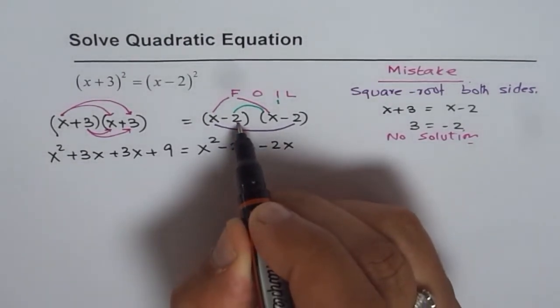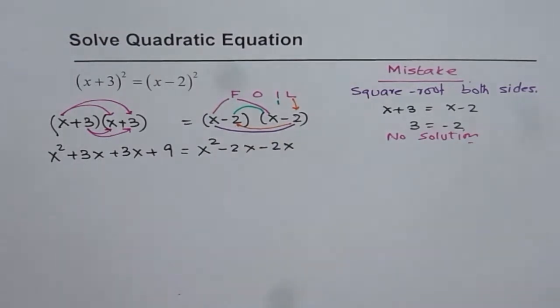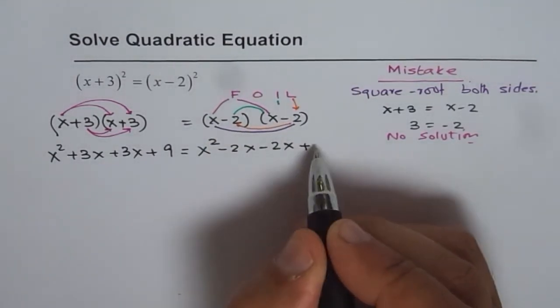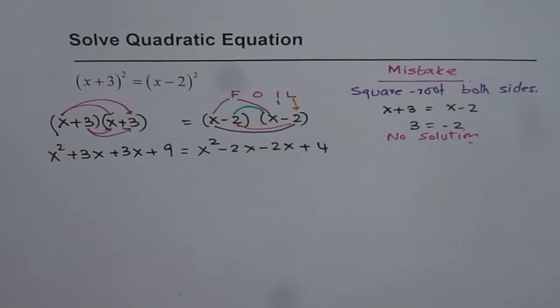So we'll multiply minus 2 with minus 2. That's the last term, right? That gives us minus and minus becomes plus, and 2 times 2 is 4. So FOIL or the distributive property is kind of the same thing, right? That is how you expand them.